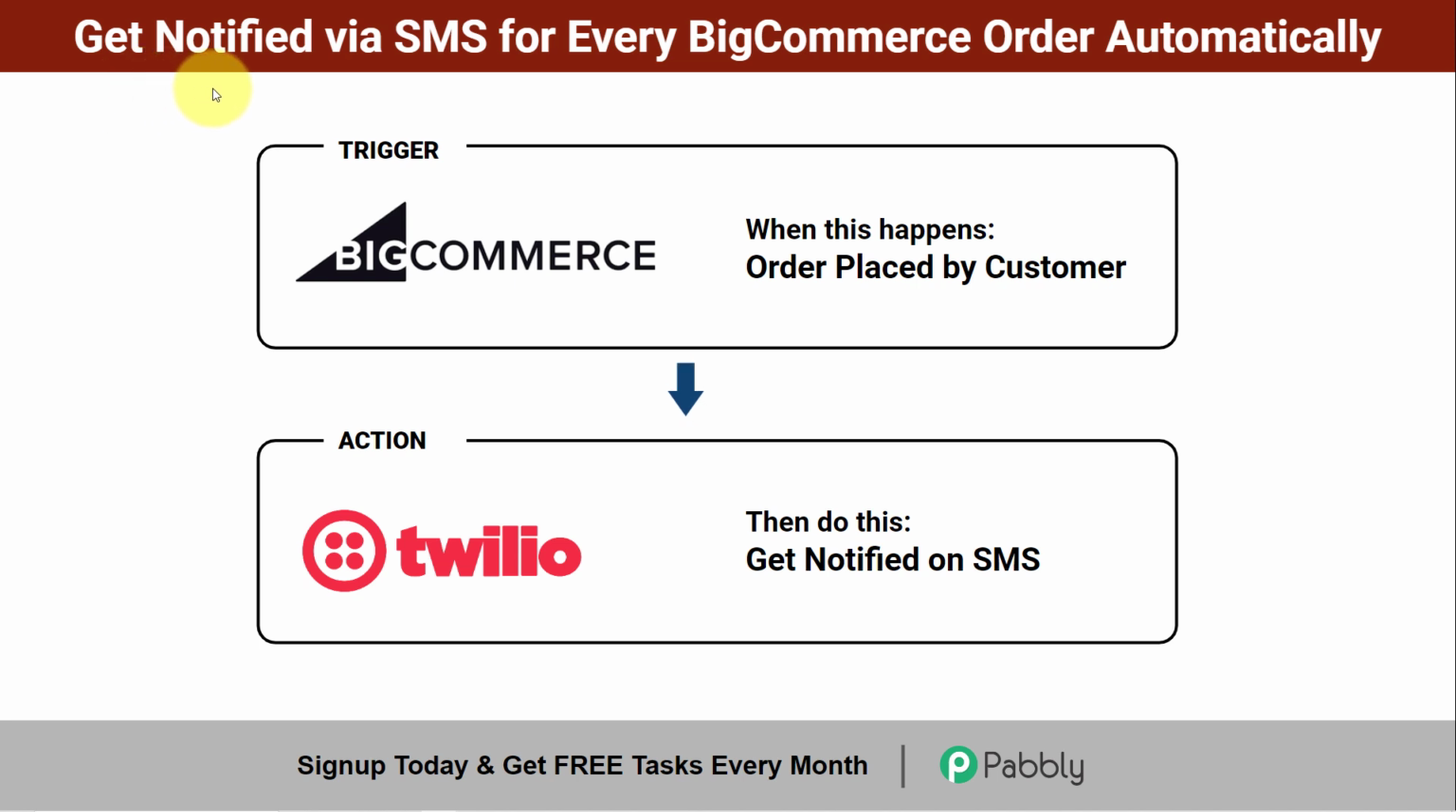In this video, I'll show you how to get notified via SMS for every BigCommerce order automatically. The idea is that whenever an order is placed by a customer in our BigCommerce store, we automatically get notified on SMS. For receiving the SMS, I'm going to use the Twilio application. So if you also want to automate your notification process on SMS, come with me and I will show you the whole process step by step.